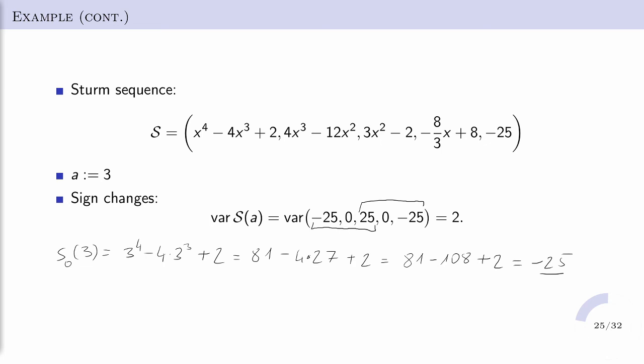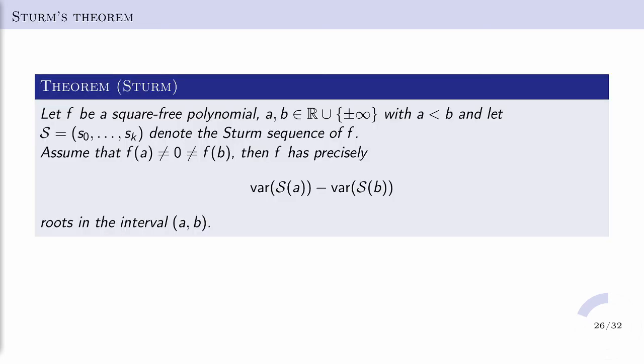So now we are ready to present the Sturm theorem. The Sturm theorem says that if we have a square-free polynomial and we have two endpoints a and b, such that a is strictly less than b, they can be either real numbers or plus or minus infinity. It doesn't matter. If we take minus infinity and plus infinity, this Sturm theorem will work for the whole real line. It works equally well for the real line or for an interval.